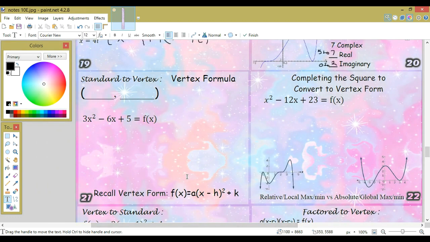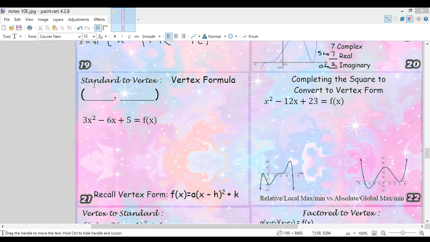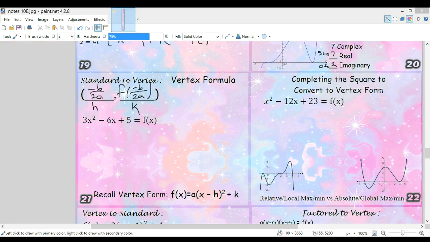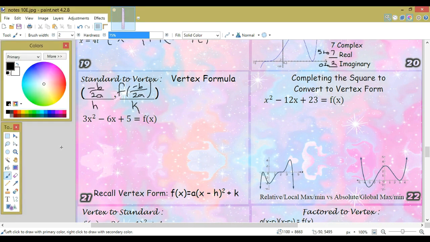Page 21, Vertex Formula. Here is the vertex formula. If you don't have a calculator, this is very useful. Negative b over 2a, comma, f of negative b over 2a. So basically this is h and this is k. You plug in the h value to get k.